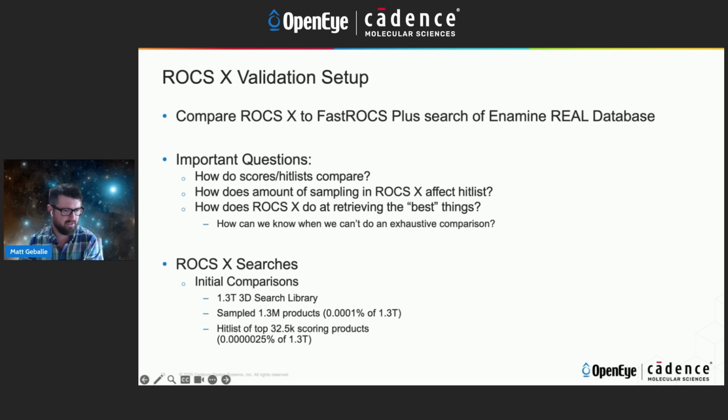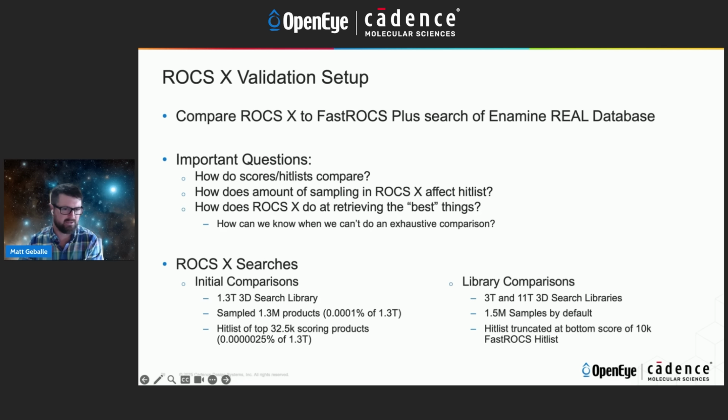So in terms of ROCS X searches, initially we do some comparisons to a 1.3 trillion molecule library that we've prepared. These comparisons are all sampling 1.3 million products. So we're only actually sampling and evaluating 0.0001% of the molecules in that product space. And in this case, we are building hit lists of a little over 32,000 molecules, which is an even smaller, nice round percentage of 1.3 trillion molecules.